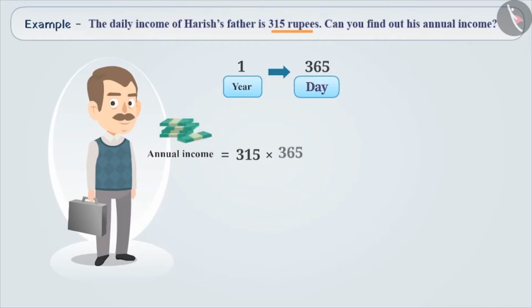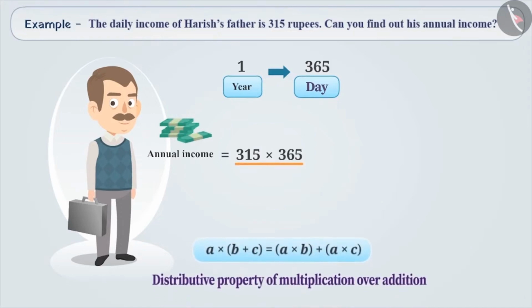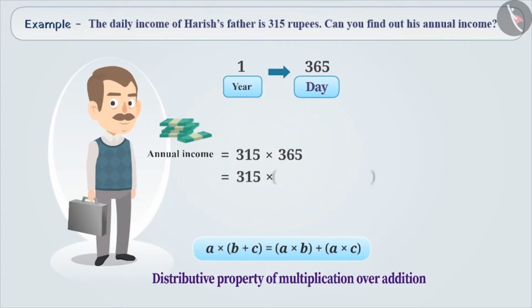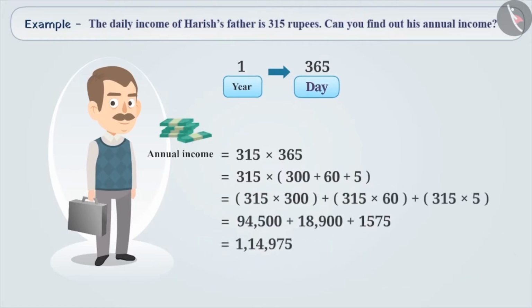Finding the product of these two values seems difficult. But when we apply the distributive property of multiplication over addition, we can solve it easily. That is, 315 into 365 can be written as 315 into 300 plus 60 plus 5. Here, how do we apply the distributive property of multiplication over addition? Think for a while. By distributivity of multiplication over addition, we can write it as follows. Solving this, we get the annual income as 1,14,975 rupees.